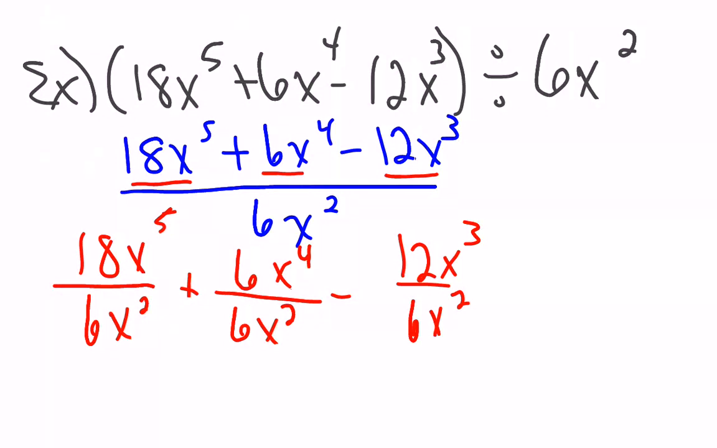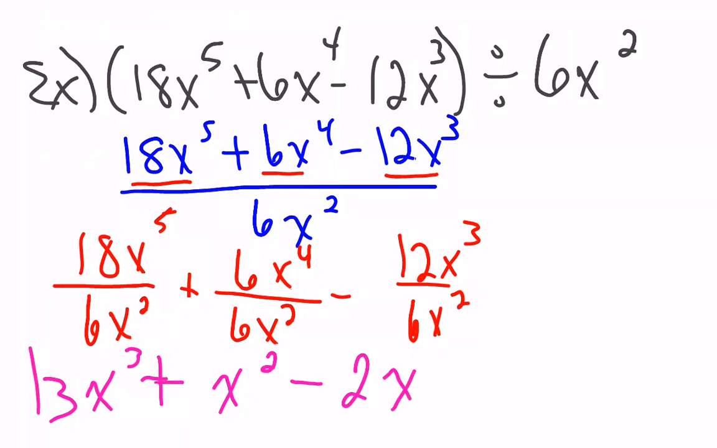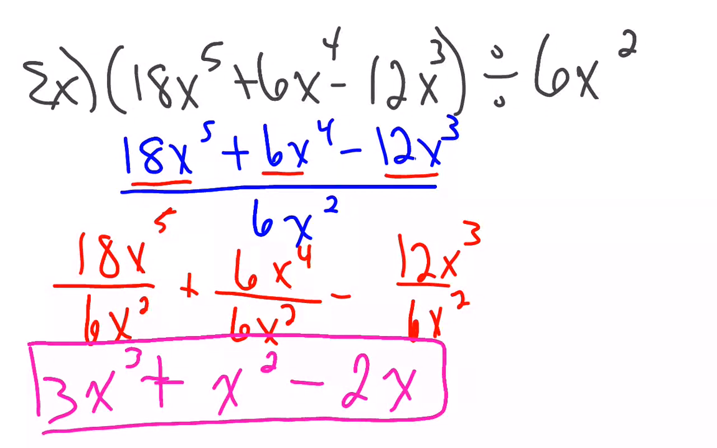So 18 divided by 6 is 3, and x to the fifth divided by x squared means I subtract those, so 5 minus 2 is 3, so x cubed. 6 divided by 6 is 1. x to the fourth divided by x squared is x squared. And then 12 divided by 6 is 2. And x to the third divided by x squared is just x. And so here's our final answer.